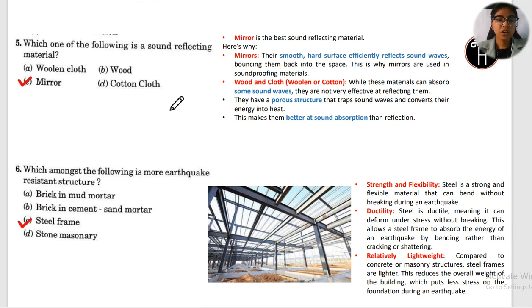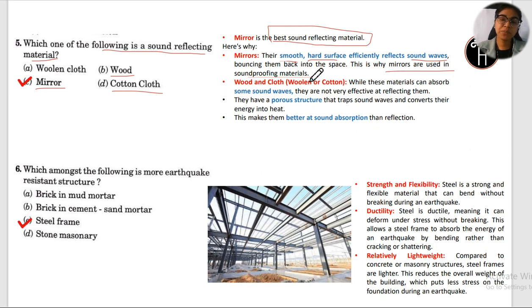Next question is, which one of the following is a sound reflecting material? Okay, which does not absorb the sound but reflects it. First is woolen cloth, second wood, third mirror, then cotton cloth. So mirror is the best sound reflecting object. Why? Because its surface is smooth and hard, it efficiently reflects sound waves, bouncing back anything incident on it. That's why we are saying that mirrors are the best sound reflecting material.